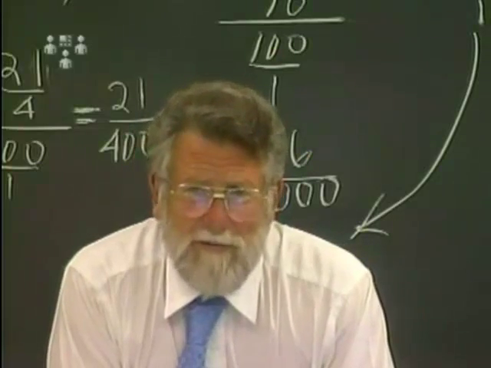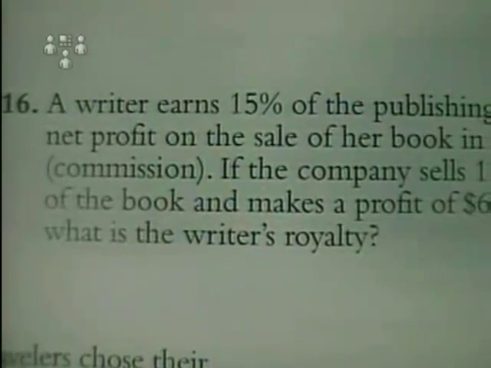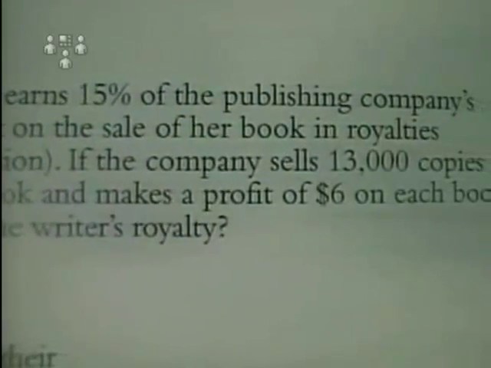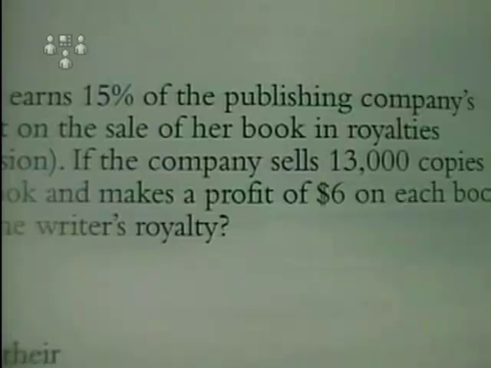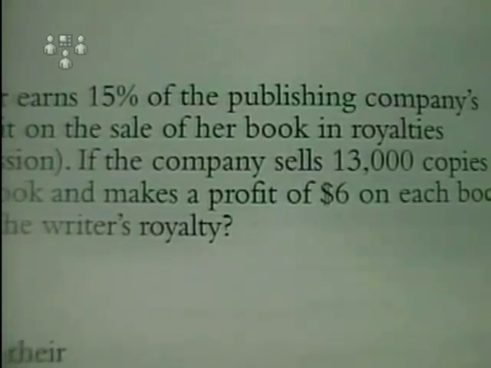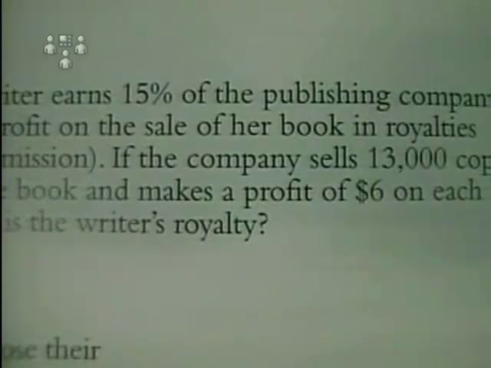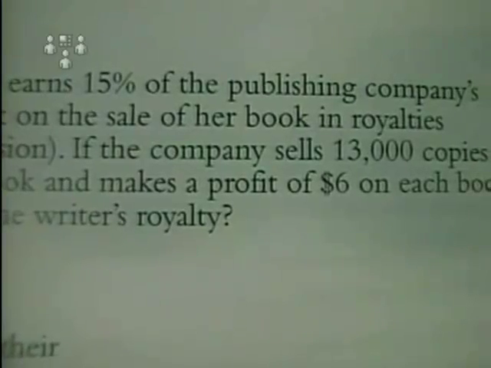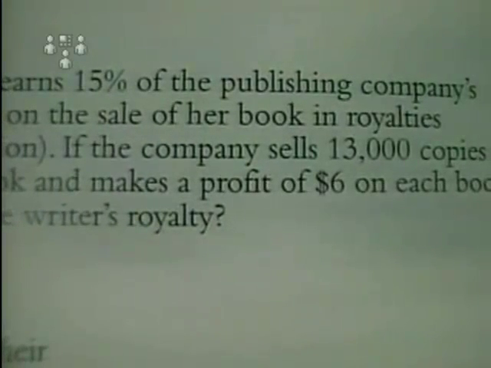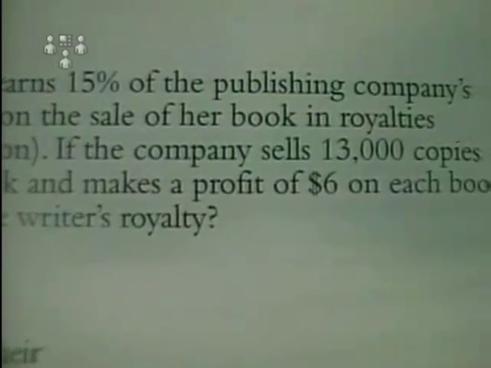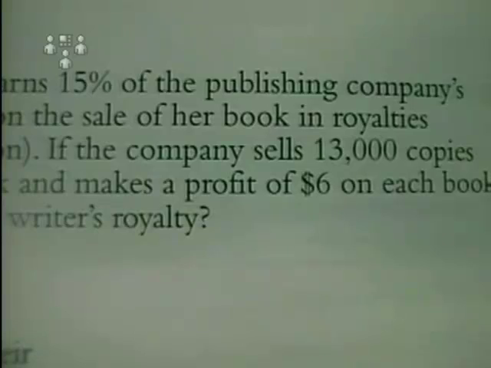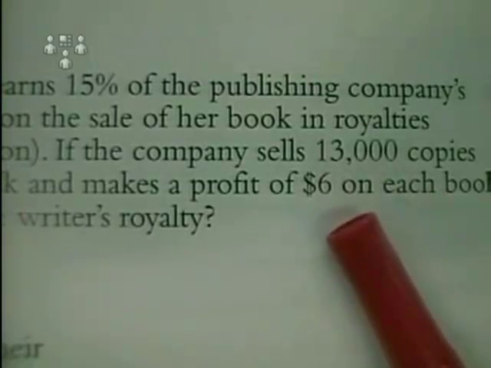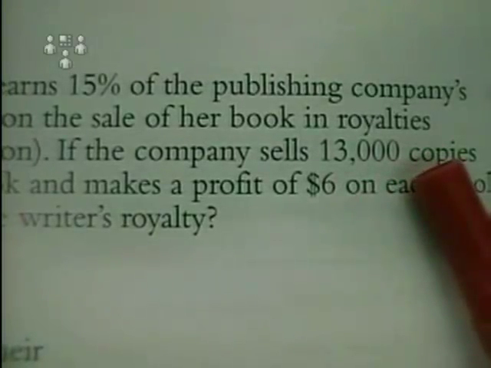So we're back to number 16. 15%, as we go back to the problem, of the publishing company's net profit. So you sell 13,000 copies and you make a profit of $6 on each. And so the question is, what is the writer's royalty? Well, this doesn't fit nicely into taking the numbers and saying this one's the percent, this is the part, this is the whole. Because what do you have to do in this problem before you even start? How much the company profited before you can get the 15% of it. So this is a case where you would have to take the 13,000 times the $6, which is $78,000 in profit.